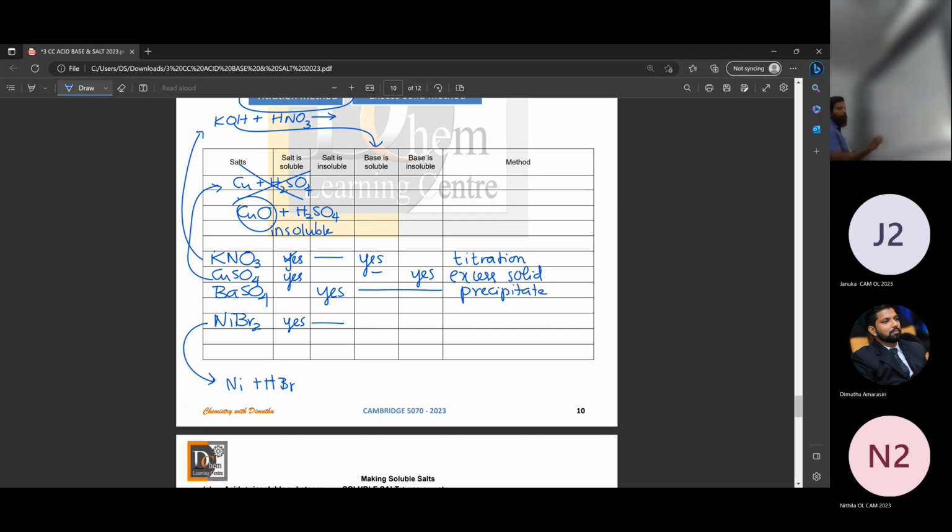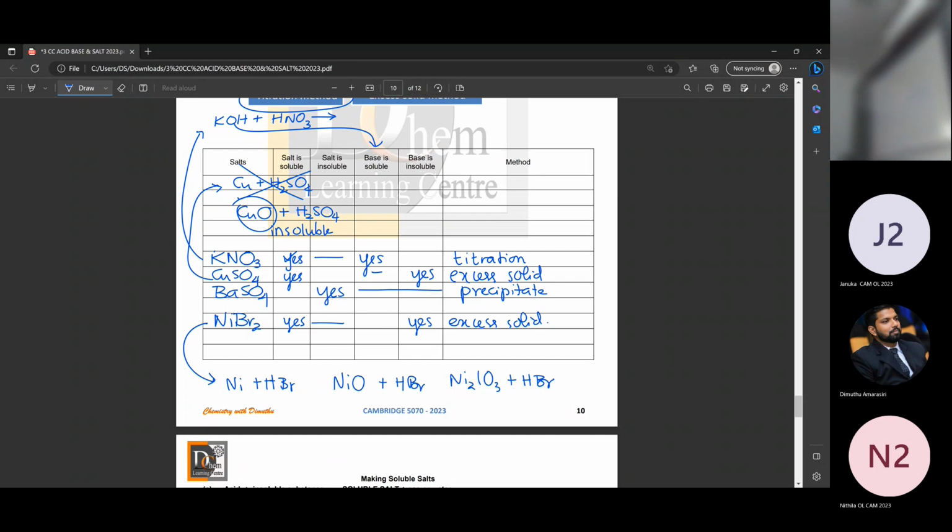Right. So, you can take nickel oxide with HBr, or nickel carbonate with HBr. All of them are insoluble. Oxides are insoluble, carbonates are insoluble, nickel solid is insoluble. Therefore, this should come under the excess solid method. Excess solid method.